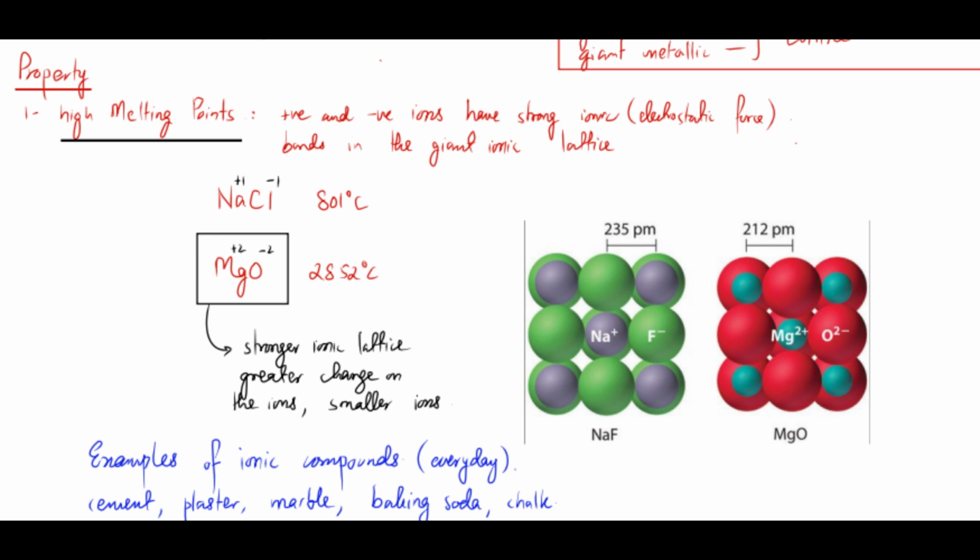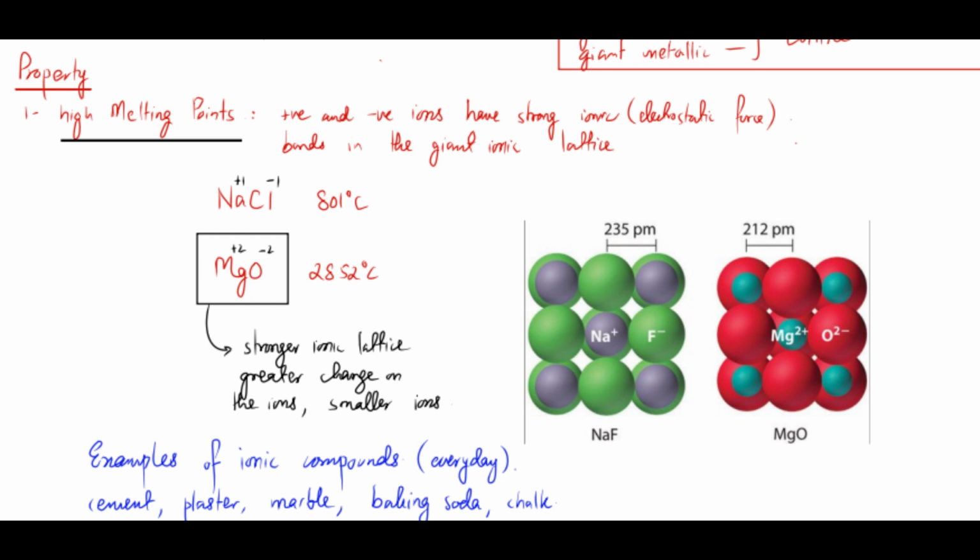On the screen I have given the melting points of two ionic compounds, sodium chloride and magnesium oxide. Magnesium oxide has a strong ionic lattice, greater charge on the ions, and smaller ions, so the force of attraction is stronger as compared to that of sodium chloride.